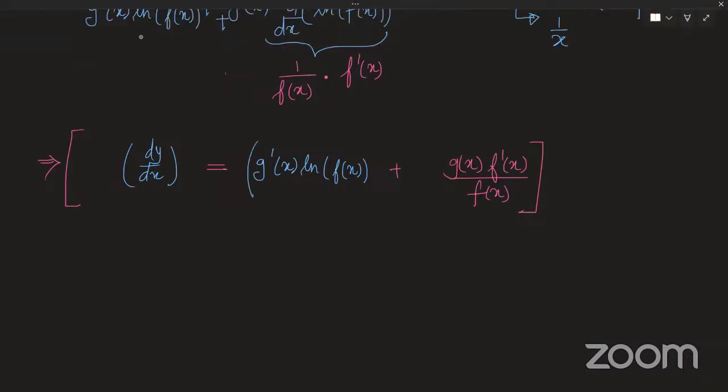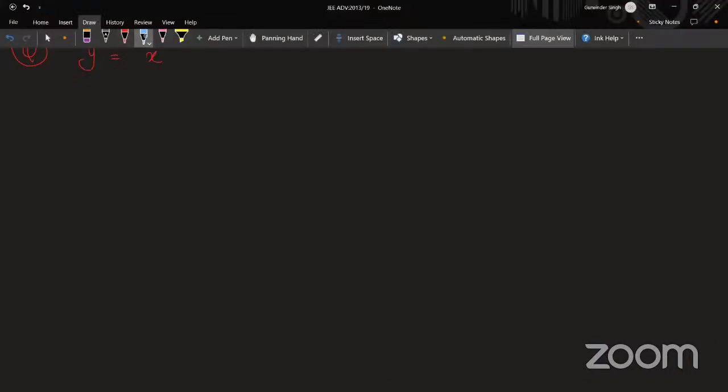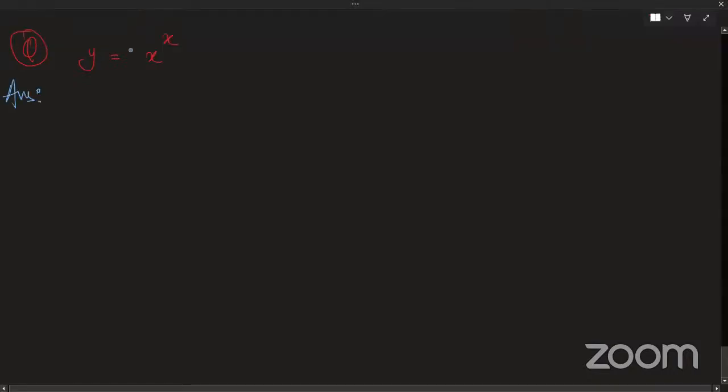So this was the overall procedure of how we go about calculating the derivative when one function has been raised to another function. Let us try a few questions on it. So you have been given y as x raised to x. One of the easiest cases. So what can I do? I'll take logarithm on both sides. So I'll get ln of y is equal to x into ln of x, right?